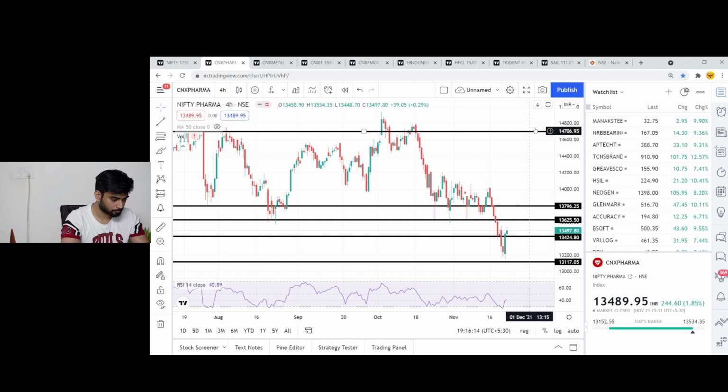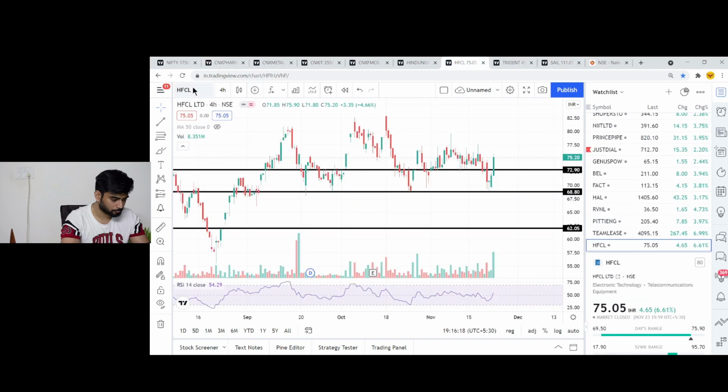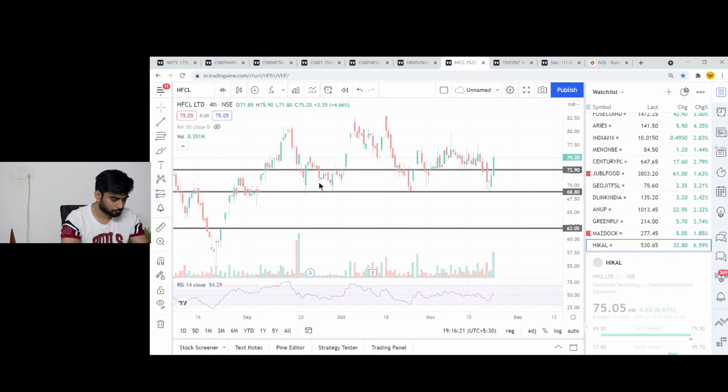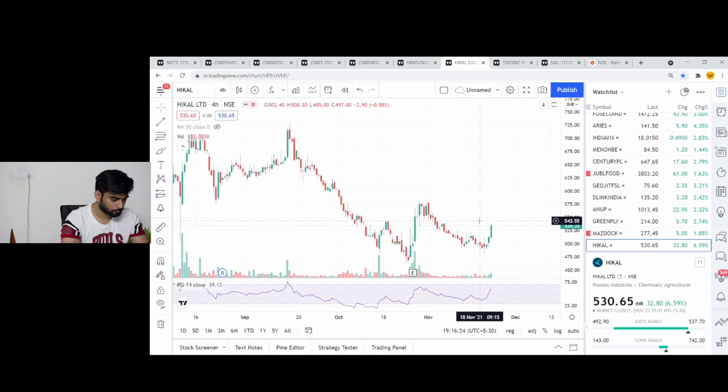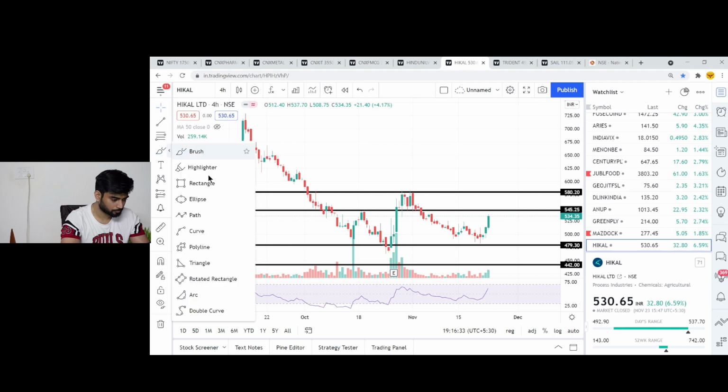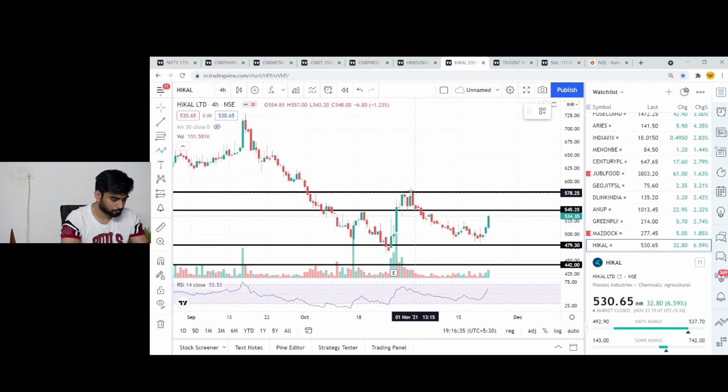I'll also discuss one stock with you, which is Hikal. It is looking good to me. It has given a rise today of almost 6.5%. And if you just look here, there is a double bottom kind of pattern, not very clear, but yes, there is a double bottom which is considered to be a very strong pattern. And then there is the neckline breakout also.